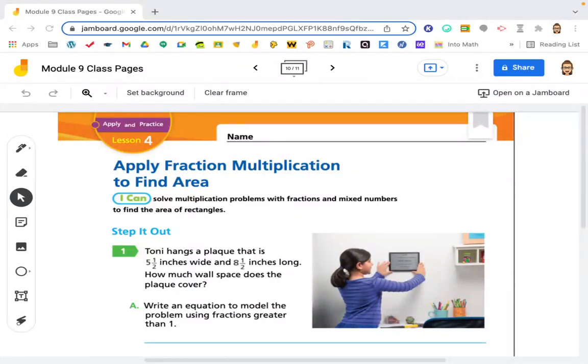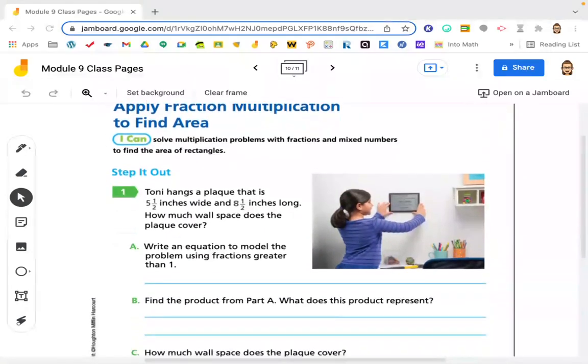So we start with the step it out. It says Tony hangs a plaque that is 5 1/2 inches wide and 8 1/2 inches long. How much wall space does the plaque cover? So it says write an equation to model the problem using fractions greater than 1. So fractions greater than 1 are improper fractions.